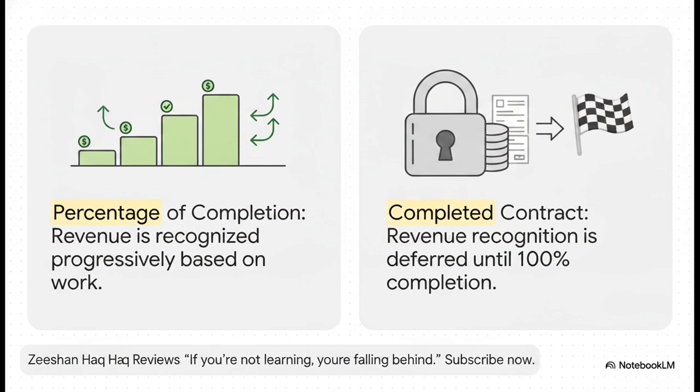The second route is the completed contract method. With this one, you hit the brakes on revenue recognition entirely. Every single cost just sits in your work in progress account until the project hits absolute 100% completion. Why do that? Well, a lot of businesses use this highly conservative method for strict compliance. They want to absolutely guarantee that zero profit is claimed until every single contractual obligation is met.